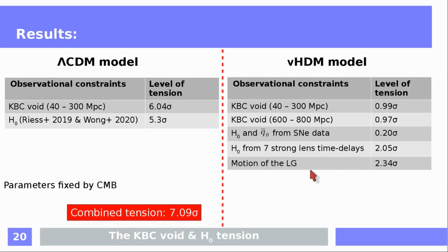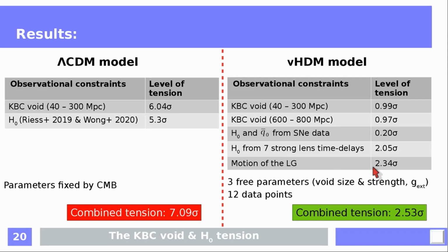And from the last slide, the motion of the local group gave us a 2.34 sigma. So we have in total 12 data points here and three free parameters, namely the void size and strength and the external field strength. And this gave us then a combined tension of 2.53 sigma, which is a significant improvement compared to the ΛCDM model.